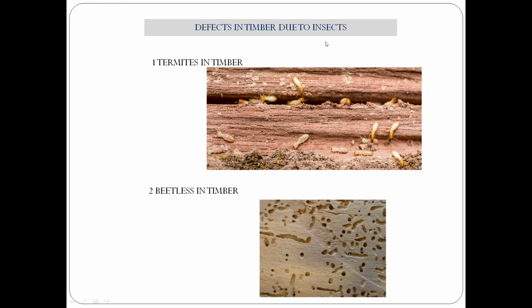Defects in timber due to insects. Termites in timber. Termites, also known as white ants, form a colony inside the timber and eat the core part of timber rapidly. They do not disturb the outer layer of timber, so one cannot identify their presence.